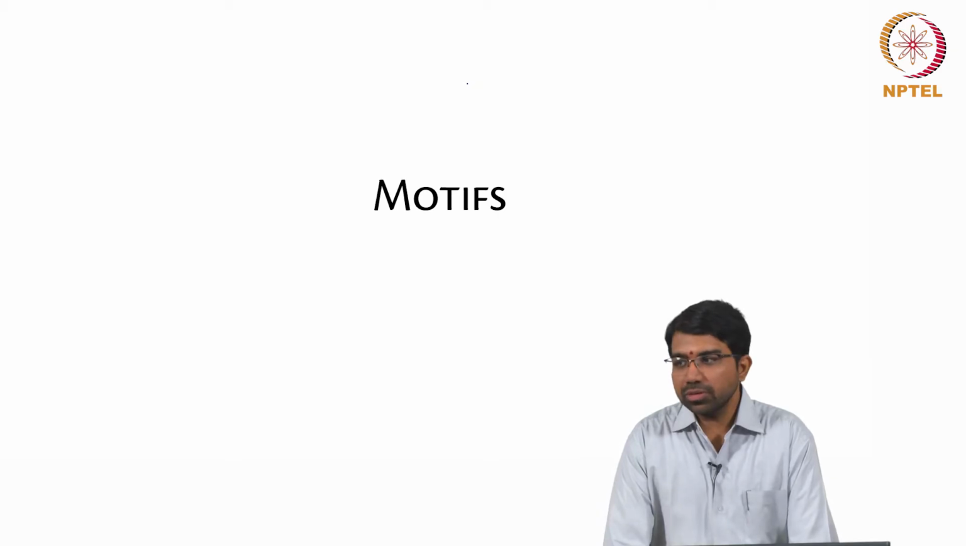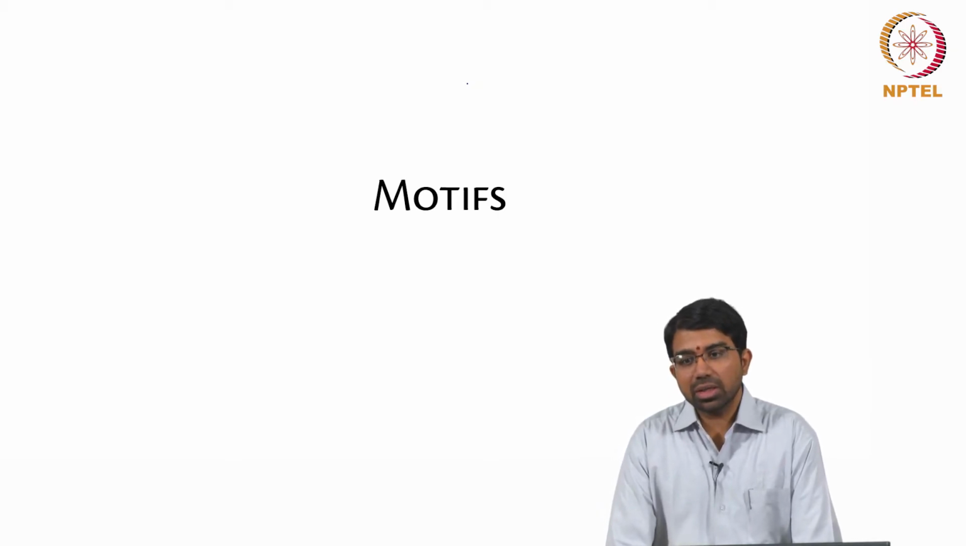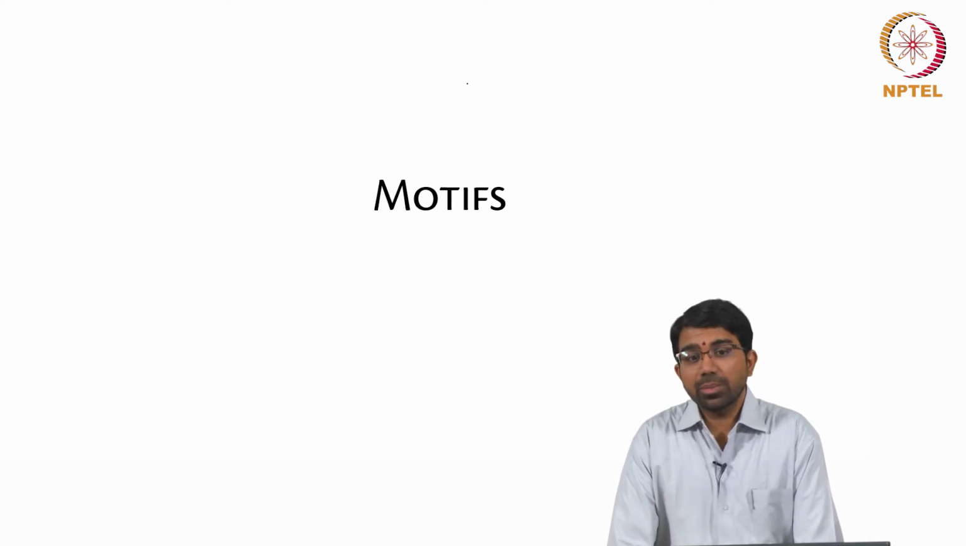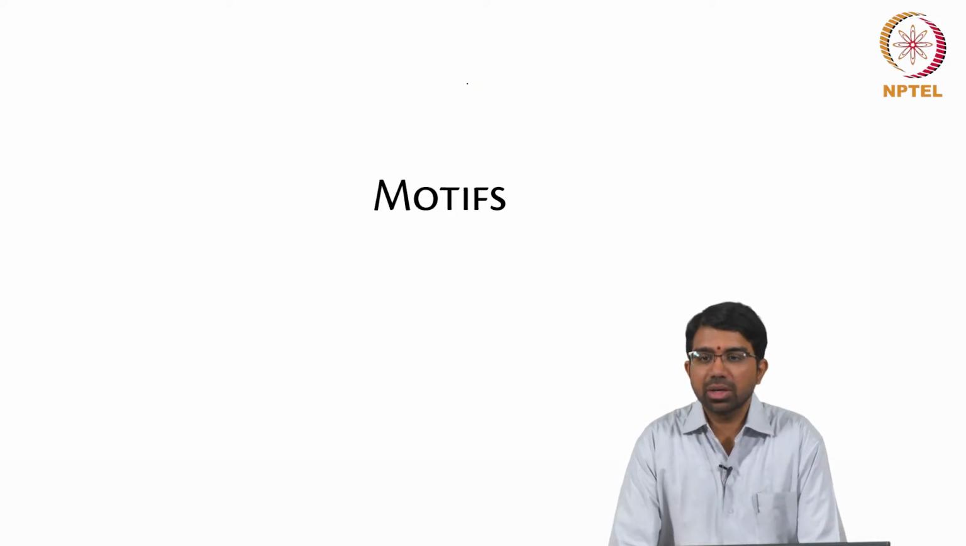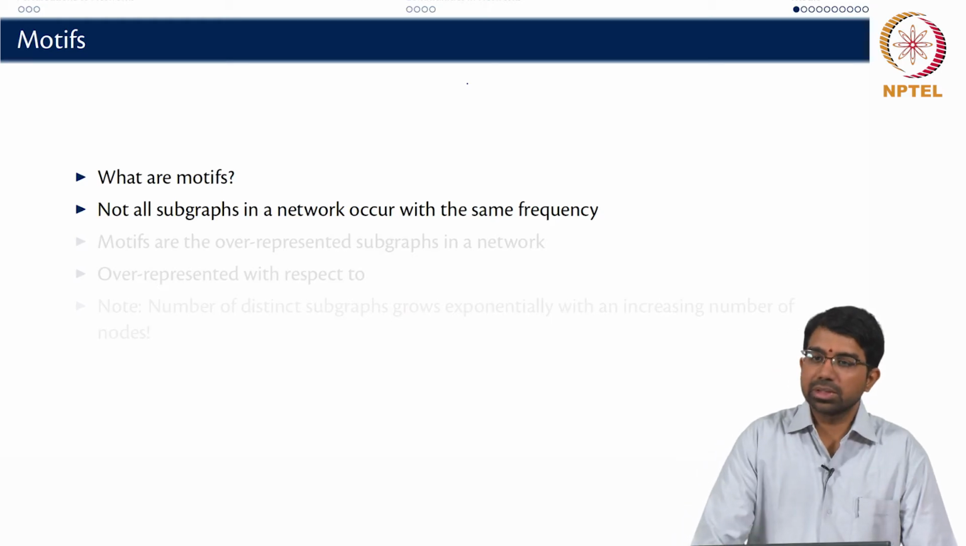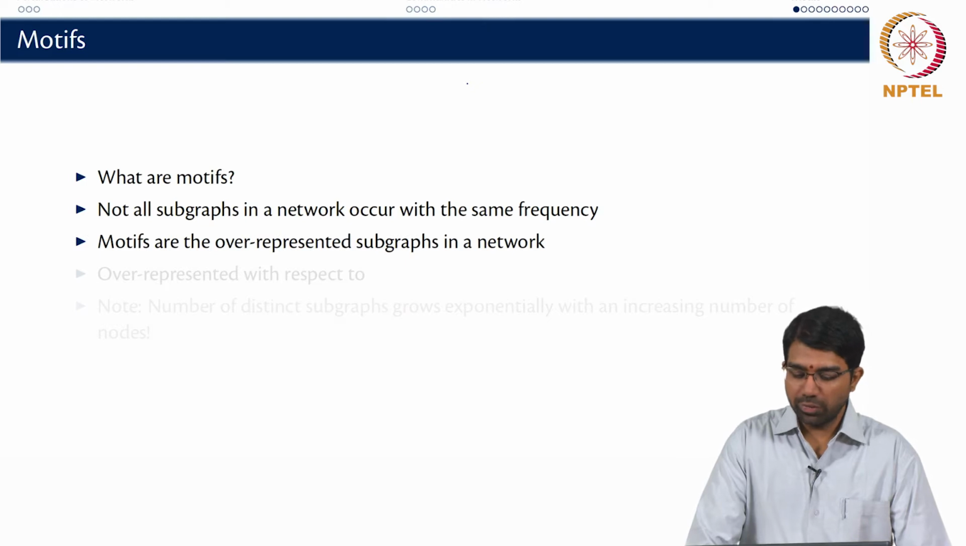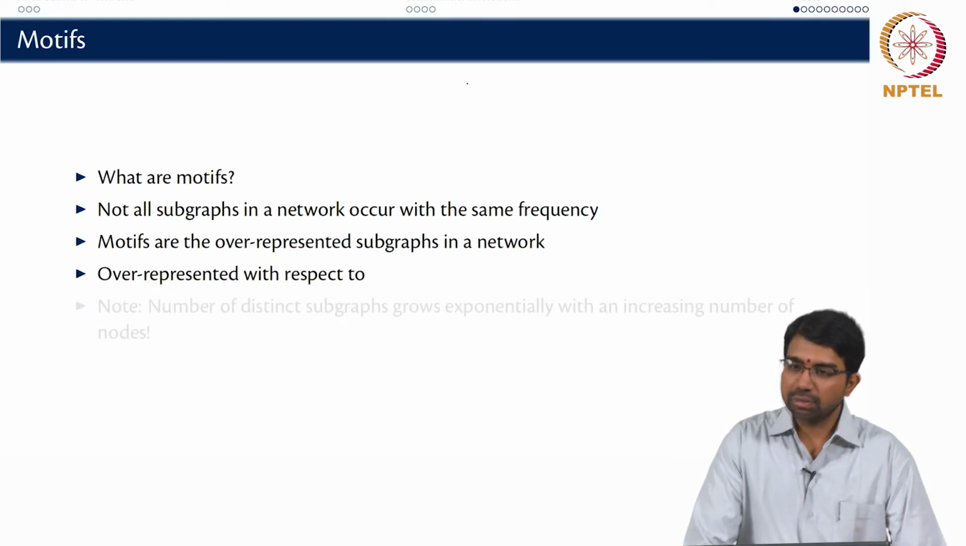So, what is a motif? We said it is some sort of a pattern, but we already defined it as an overrepresented subgraph, or rather a statistically significantly overrepresented subgraph in a network. Not all subgraphs occur with the same frequency in any given network. You will find that some motifs are overrepresented, but overrepresented with respect to what? With respect to some null model.